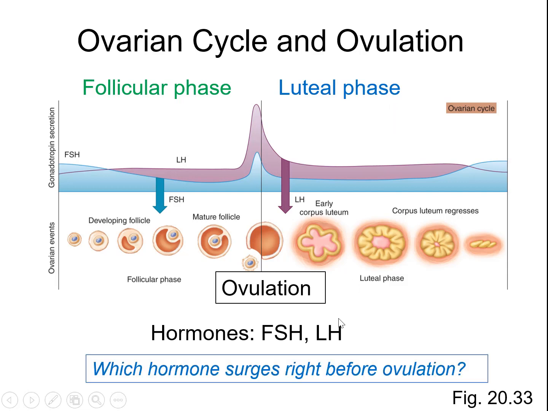So take a look and see which hormone surges right before ovulation. So again, this is ovulation right here. And which hormone is surging right before? You'll notice it's this hormone in purple, which is the luteinizing hormone. So right before ovulation, luteinizing hormone surges or peaks, and that's actually what triggers the ovulation.